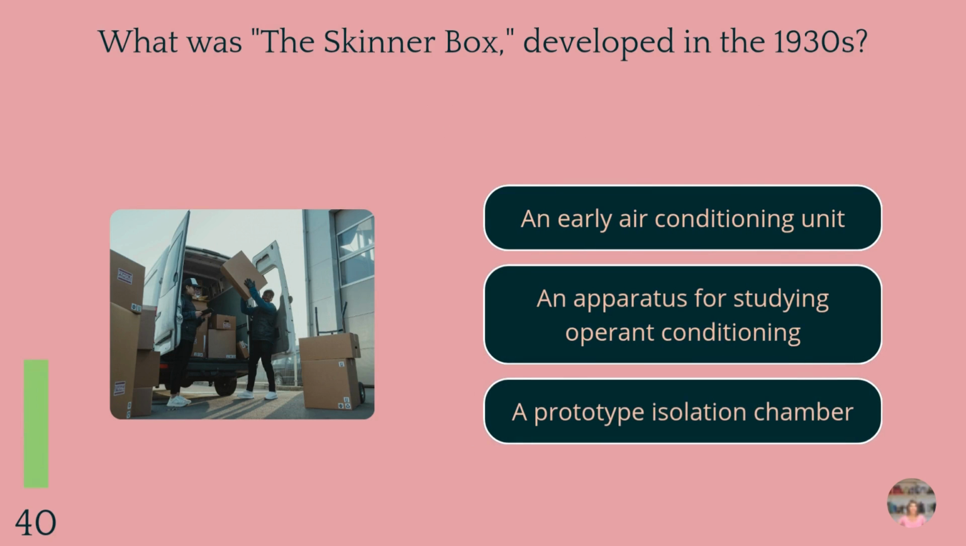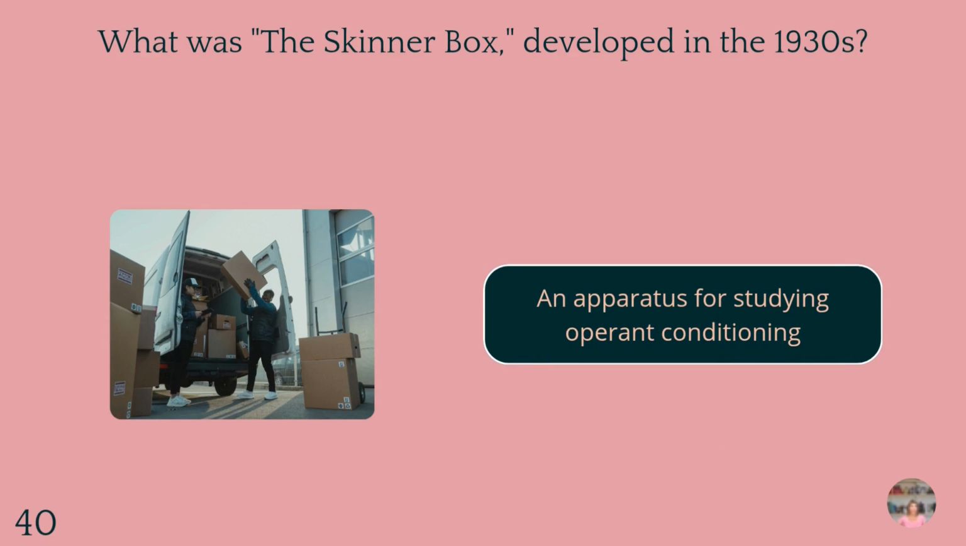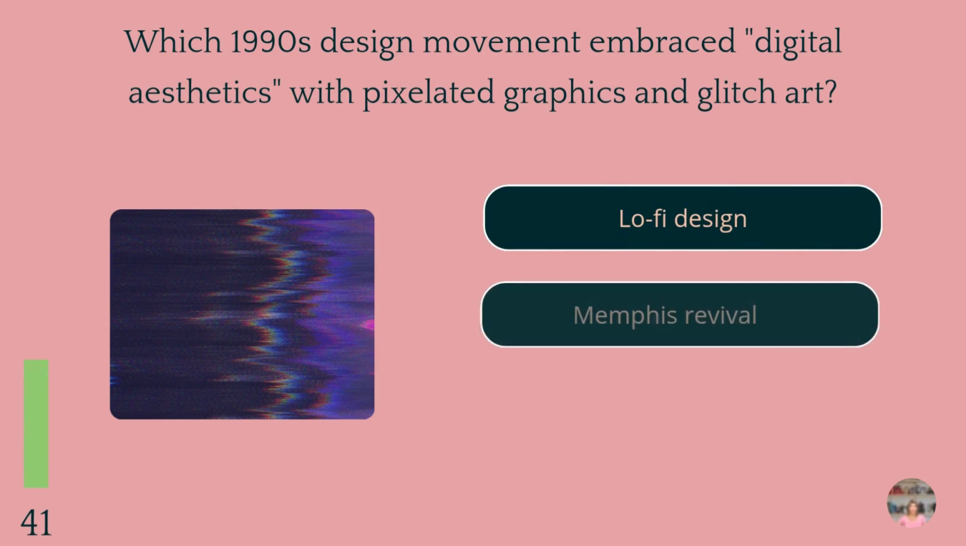What was the Skinner box, developed in the 1930s? An early air conditioning unit, an apparatus for studying operant conditioning, or a prototype isolation chamber? An apparatus for studying operant conditioning.